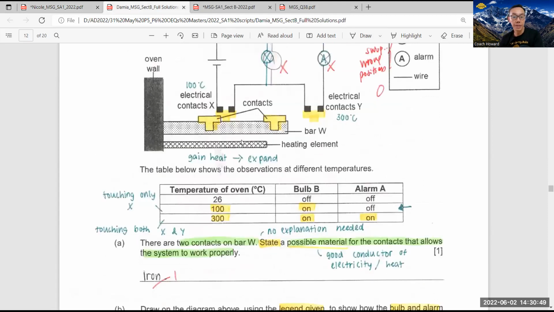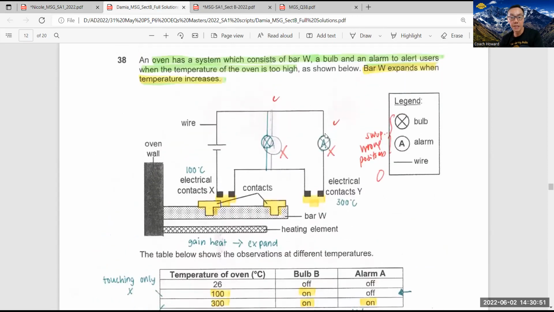So let's check with another student. And this student actually, she put the bulb here.